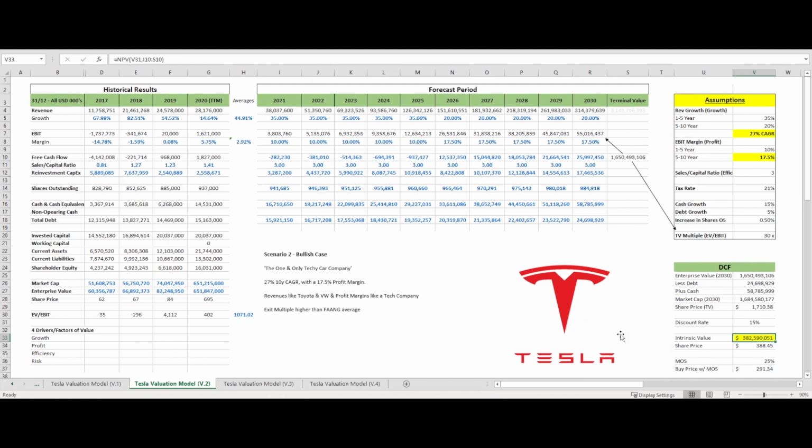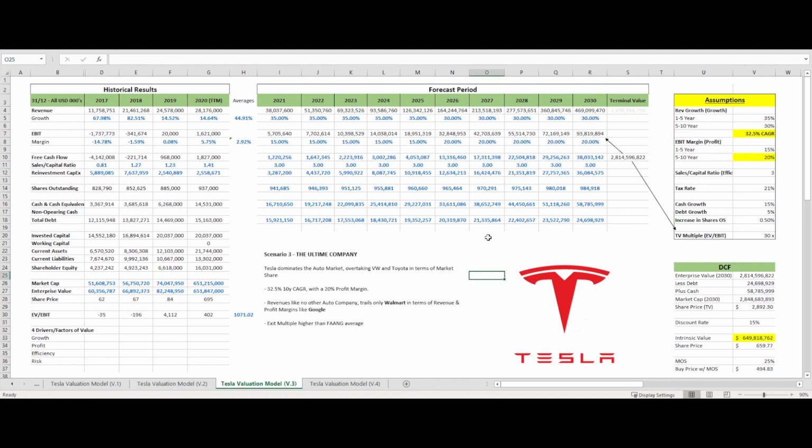and it does make it hard in terms of getting the numbers to work. Let's look at scenario 3, which we're branding the ultimate company, which basically is the story will have to be that Tesla dominate the auto market, overtaking Volkswagen and Toyota in terms of market share. Gets them to about 569 billion of revenue in 2030, which is almost what Elon Musk thinks he's capable of. That's a 32.5% compound annual growth rate over the period with a 20% profit margin. So revenues like no other auto company.